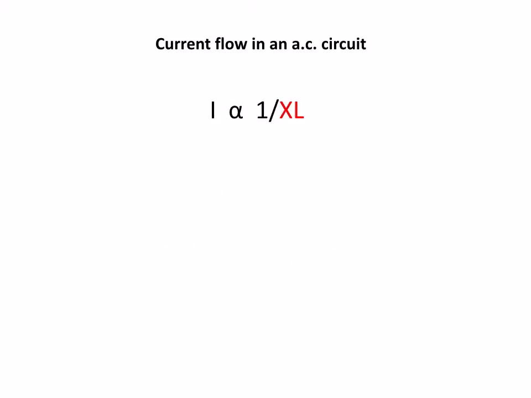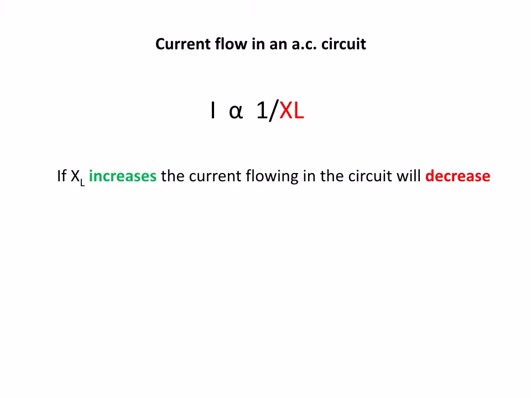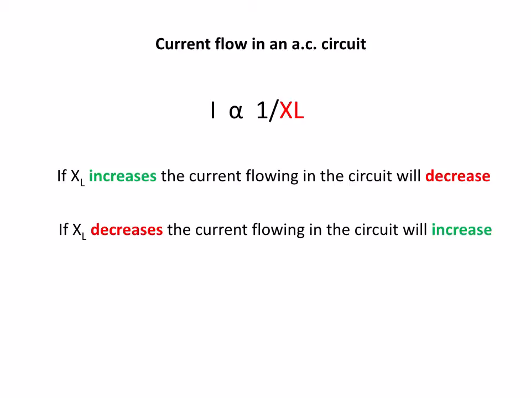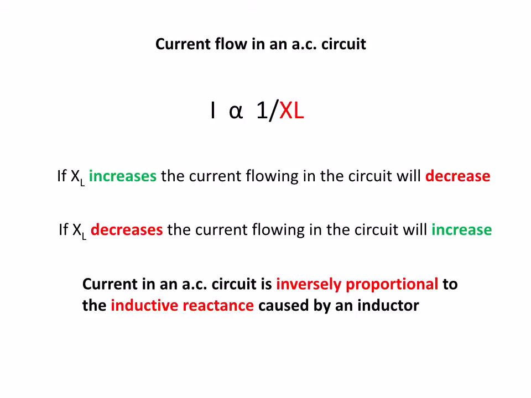The current is proportional to 1 over XL. So if XL increases, the current flowing in the circuit will decrease. Similarly, if XL decreases, the current in the circuit will increase, similar to resistance and current. So the current in an AC circuit is inversely proportional to the inductive reactance caused by an inductor.